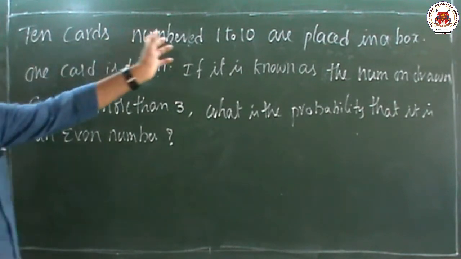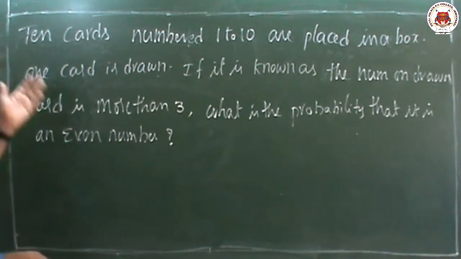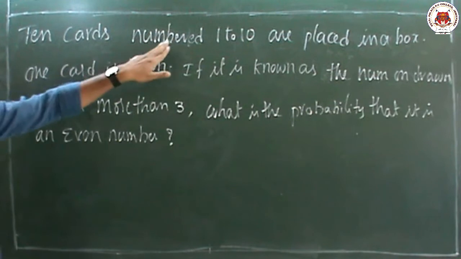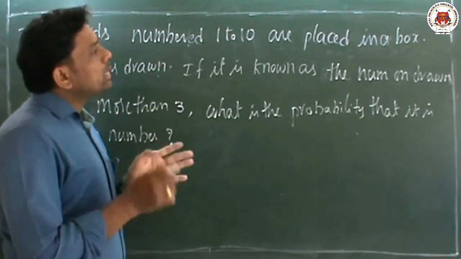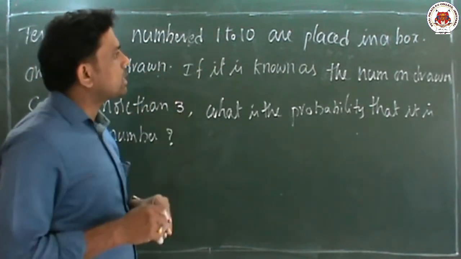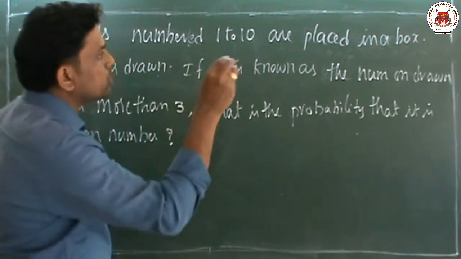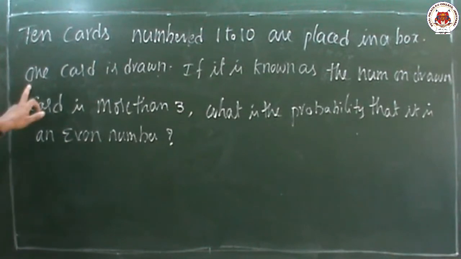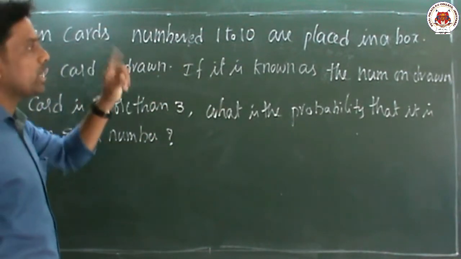Children, while reading this one only you can identify here compulsory 2 events are there. So first of all, let me read the question properly. 10 cards numbered 1 to 10 means that playing cards are there. Those cards have the numbers 1 to 10. 10 cards are there, placed in a box. In one box, he put 10 cards which have the numbers 1, 2, 3, 4, 5, 6 like that. One card is drawn. From that he took one card, only one card.